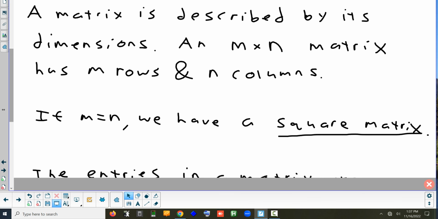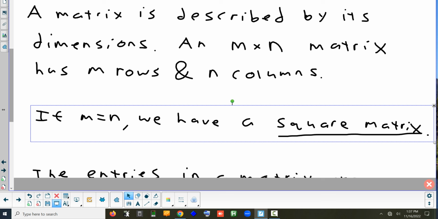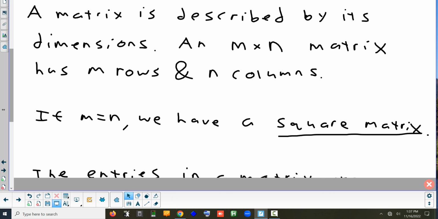If the number of rows is the same as the number of columns, then we have what's called a square matrix. So if you said you had a matrix that was 3 by 3, you'd have numbers in 9 different spots, and you'd have 3 rows, 3 columns.